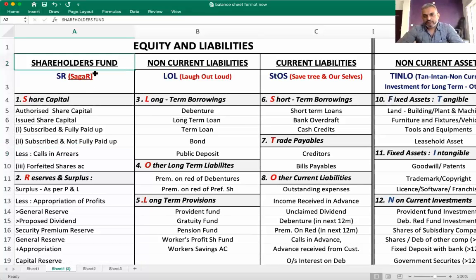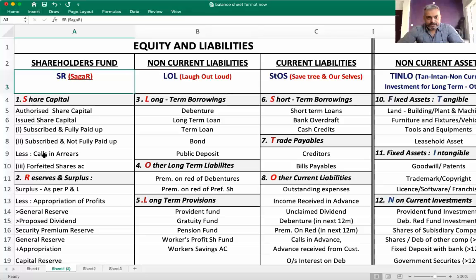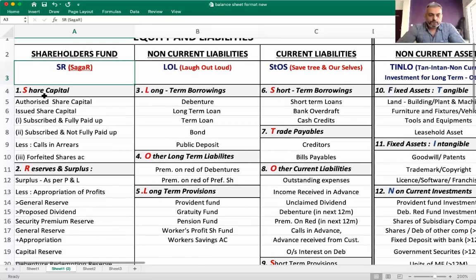For shareholders fund, there are only two main headings, that is share capital and reserves and surplus. So you can see I have written S and R for my name. So that is how I have remembered. Okay, share capital. Now in share capital you have authorized share capital. Authorized share capital will not form part of your outer column. It is just for your information. Then you have issued share capital, which will also not form part of your outer column, or even if you write in the outer column, you will not take it in the total, because this is what we want to issue.